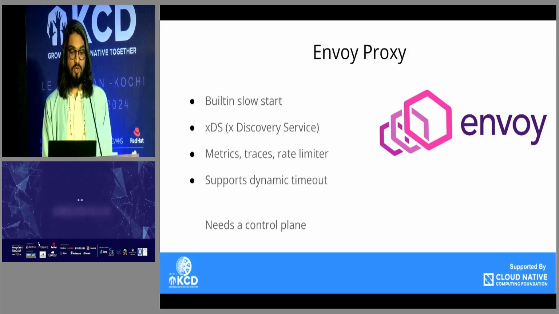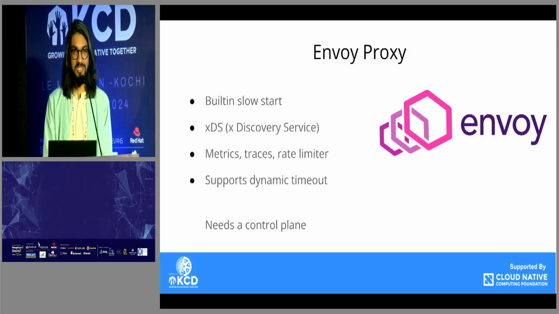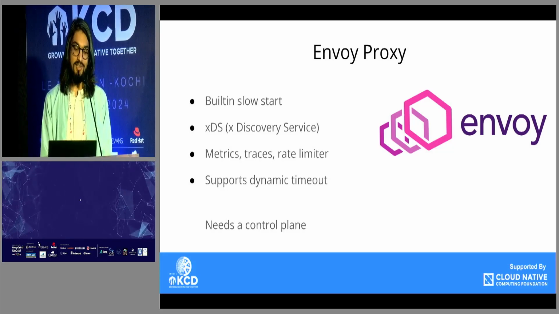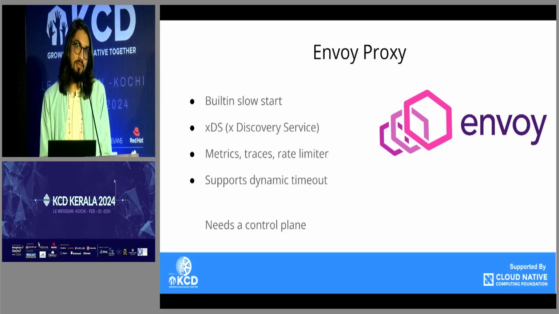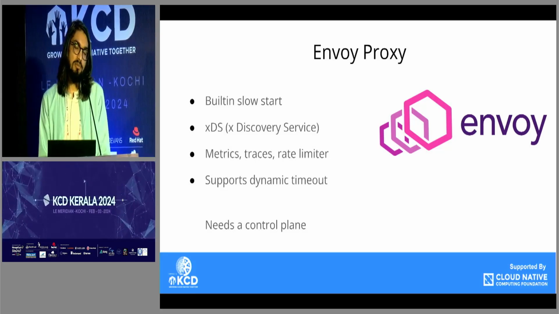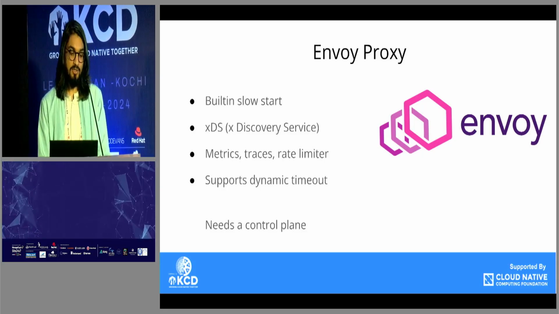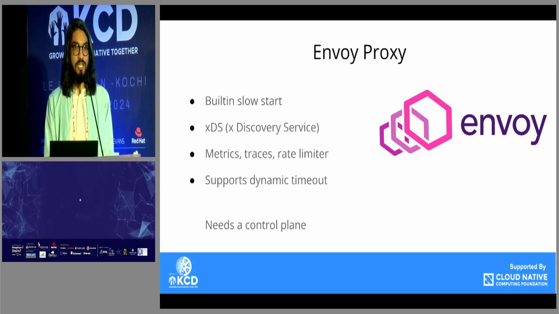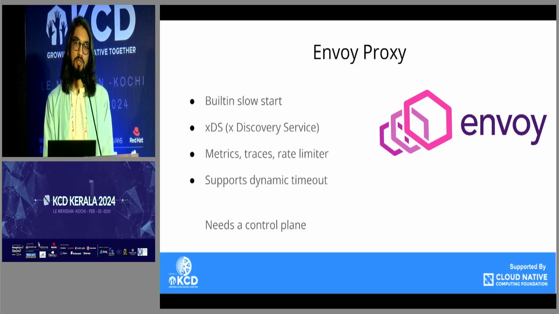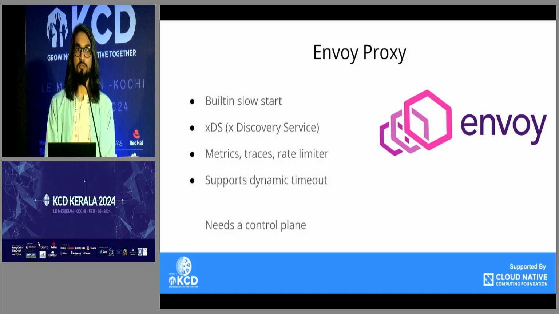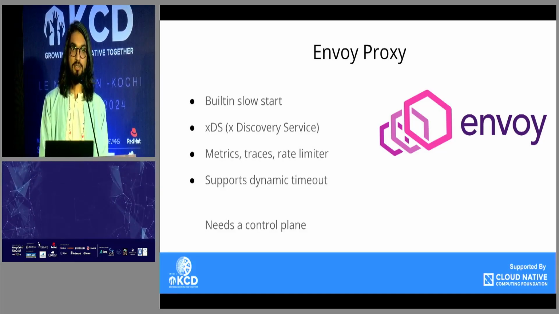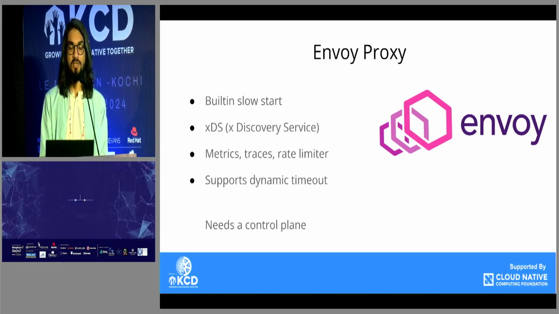Also, Envoy has support for built-in metrics that are really good. It readily can help you to enable traces, and has a built-in rate limiter, which we haven't used yet. It also has dynamic timeout support, which can be configured by setting some of the headers that are present in its documentation.